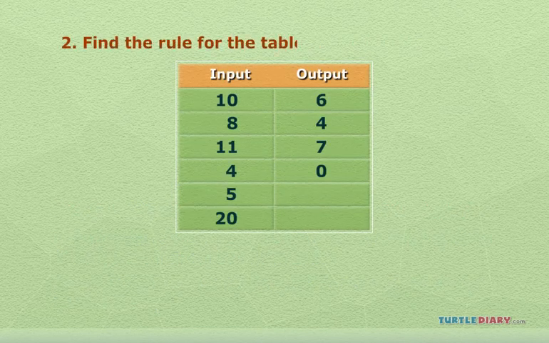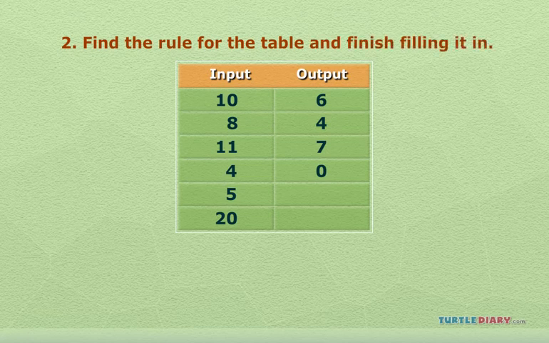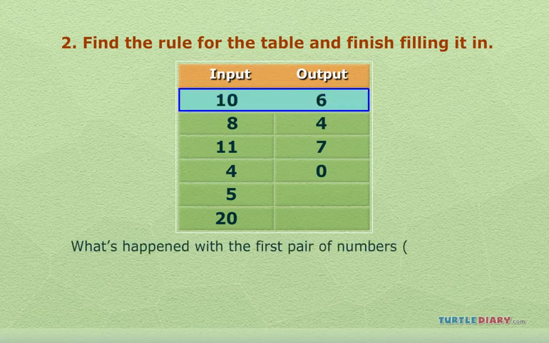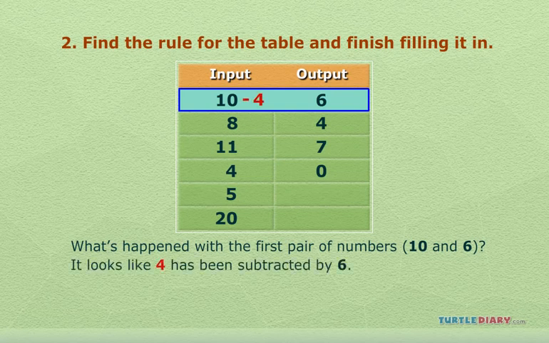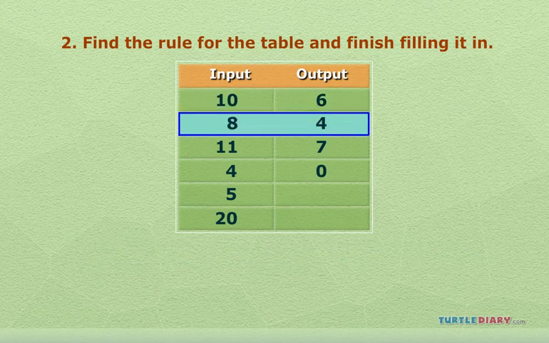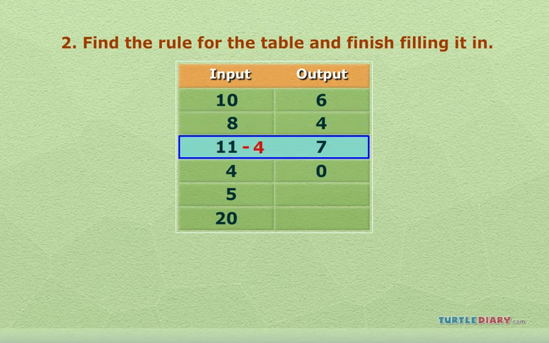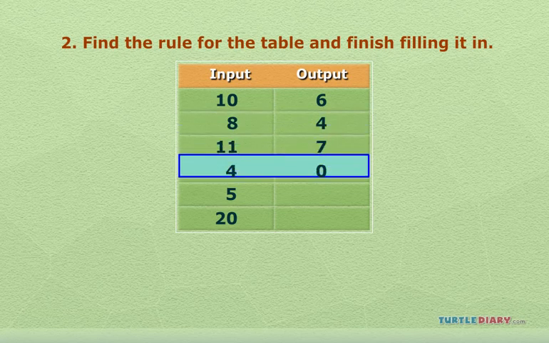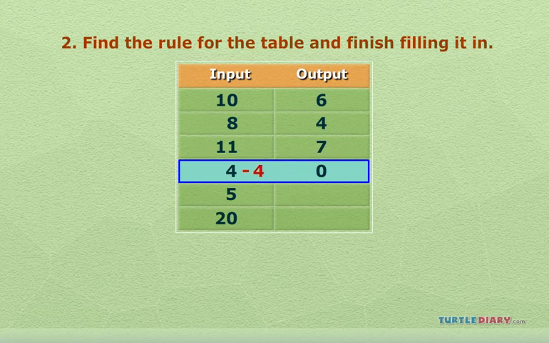Find the rule for the table and finish filling it in. First, we must figure out the rule. What's happened with the first pair of numbers, 10 and 6? It looks like 4 has been subtracted from 10 to get 6. Let's see if this rule works for the rest of the table. 8 minus 4 equals 4. 11 minus 4 equals 7. And 4 minus 4 equals 0. So, yes, the rule is subtract 4.